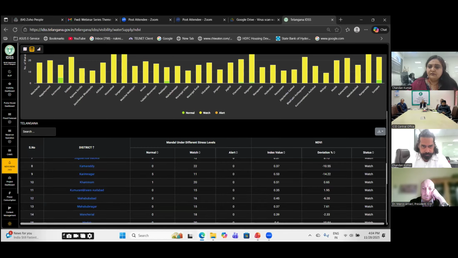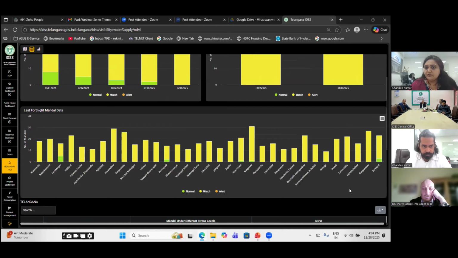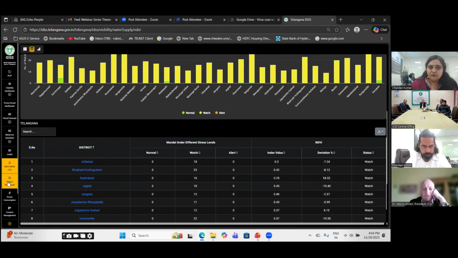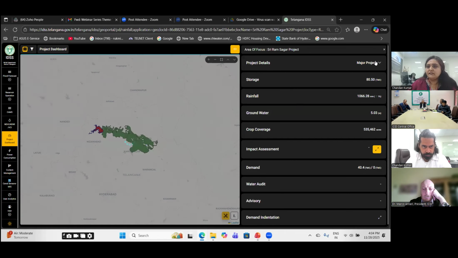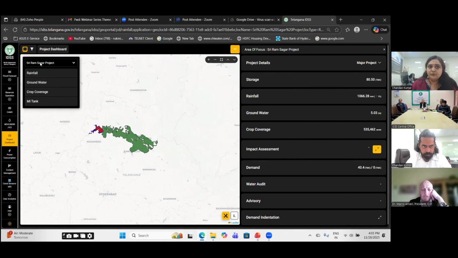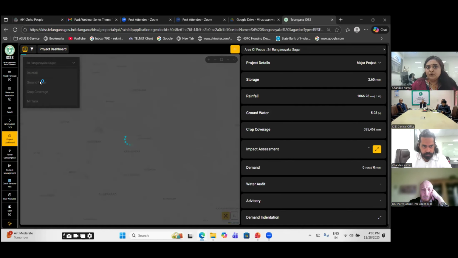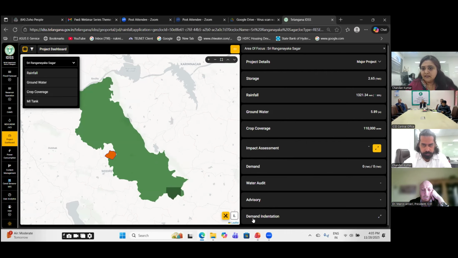You can also find it in the form of a table if you want to get a quick overview, whether it is a watch or an alert. Now coming to the next dashboard, the project dashboard, we have all the project details, major projects and minor projects, available here. You can take the type of project you want to understand and get an overview of the rainfall, groundwater, crop coverage or MI tanks, and all the information will be provided here in the project dashboard, as well as the advisory if you also want to take it.